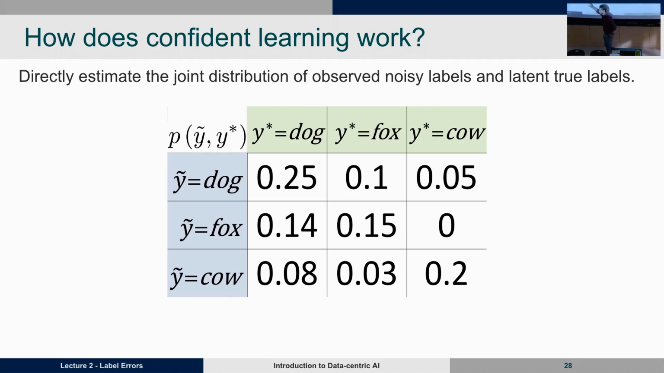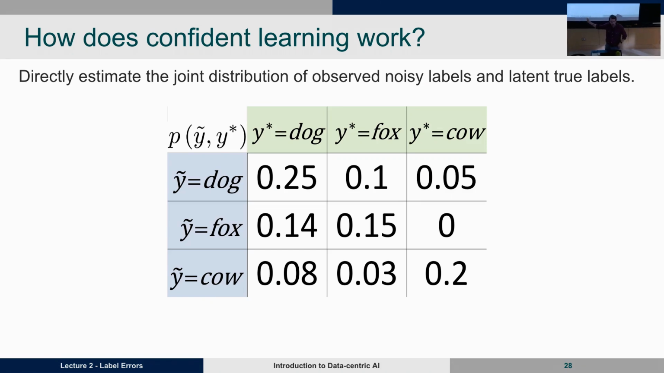Y tilde is the training data, and the labels of the training data might have errors in them. So y tilde represents the label that you observe, and that's the only label you ever get. You never know the true label. Okay, cool. So we're going to estimate this thing.